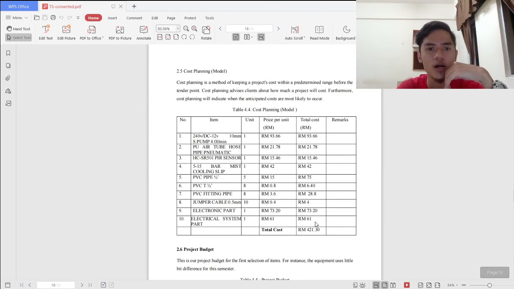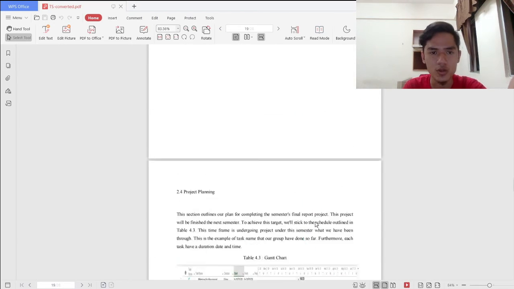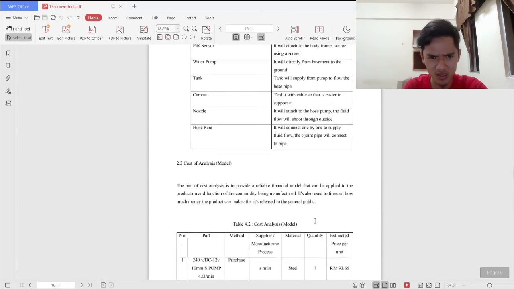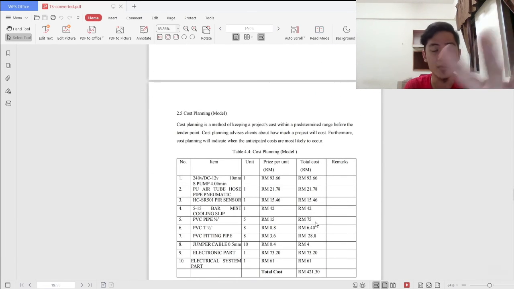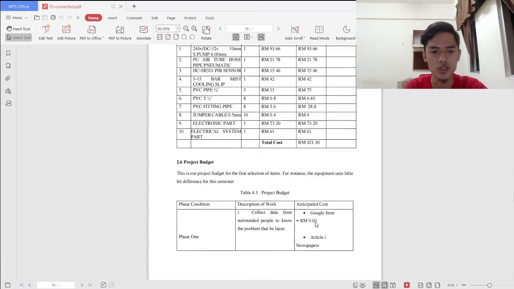Okay, now we are looking at the cost planning model. It's the same as what I spoke about just now. This part of project management is a cost analysis model. It's the same for the cost planning model: the price, the quantity, and the items of the project. The total overall cost of the project is 421.30 ringgit Malaysia.